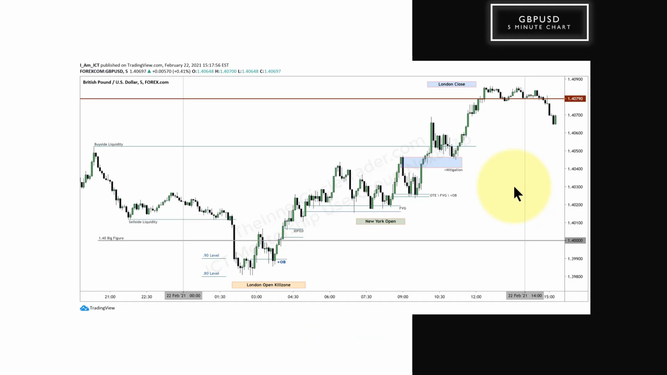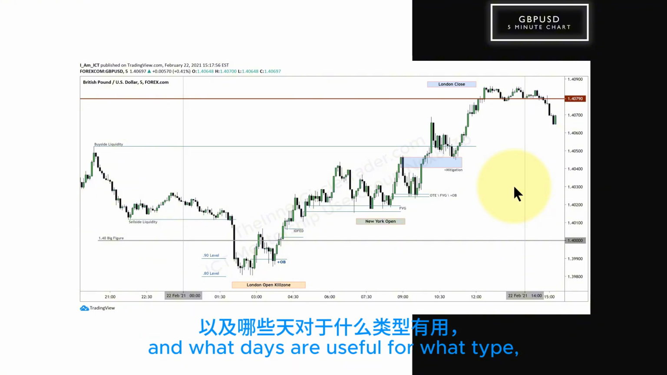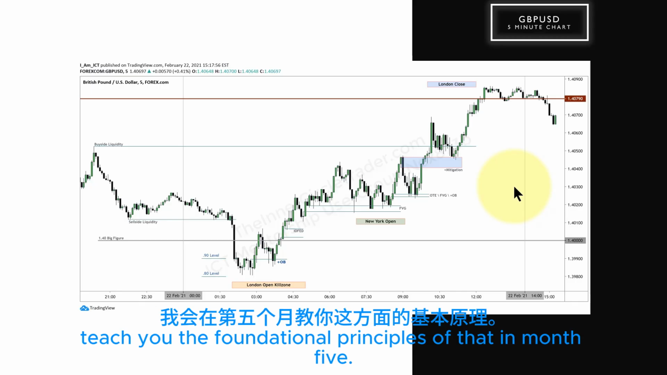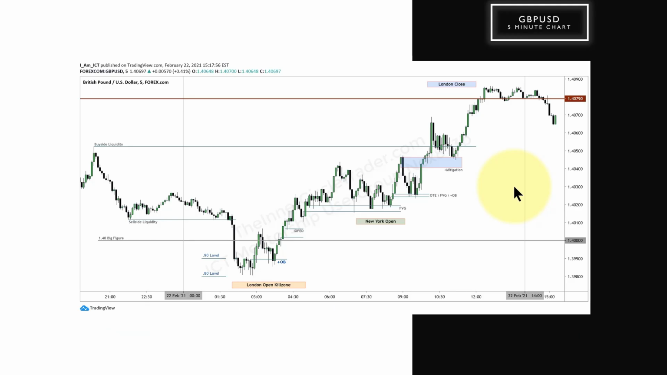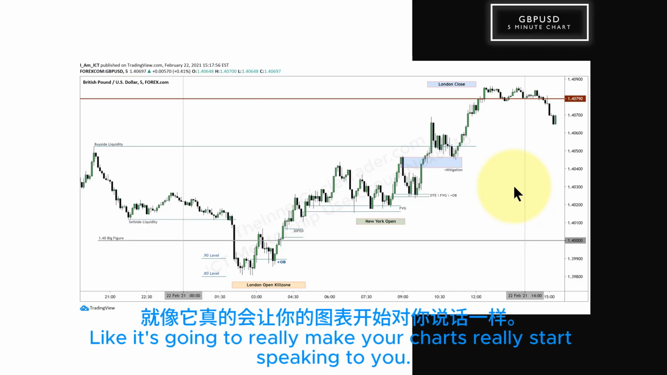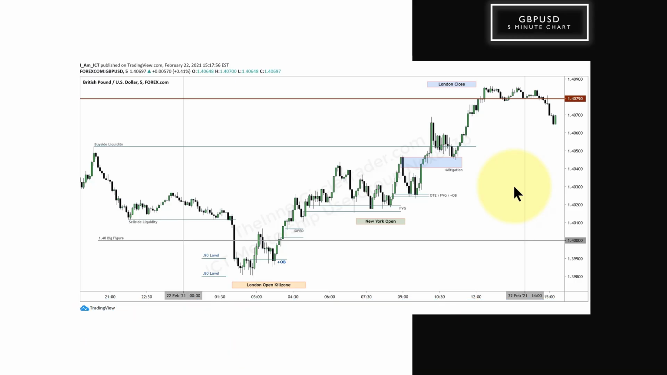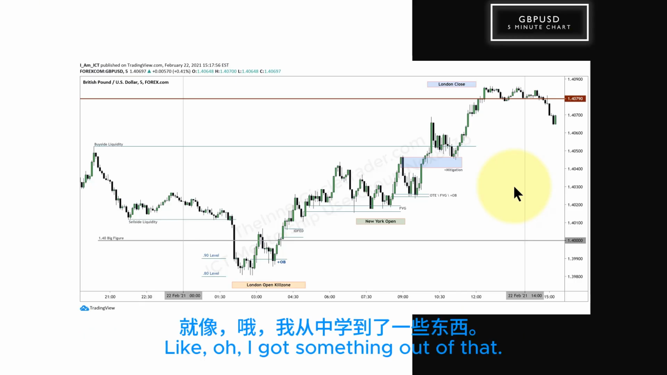Like, oh wow, yeah, I look back a certain range of days, and what days are useful for what style of trading. I teach you the foundational principles of that in month 5. And for some of you that are intraday scalpers and day traders, that month's going to bring a lot of that stuff to life. It's really going to make your charts start speaking to you. And for others, it may cause chaos and confusion that gets sorted later on. But all of you are going to have your own little periods of epiphanies, like, oh, I got something out of that. This is amazing.